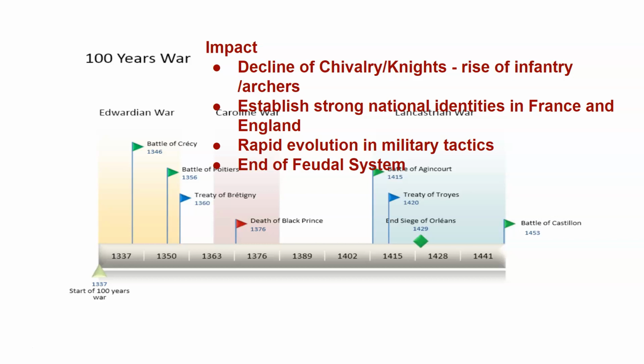But probably the most significant piece is it really brings about the end of the feudal system because men went to war and made names for themselves and were rewarded and often freed from their bonds of serfdom.